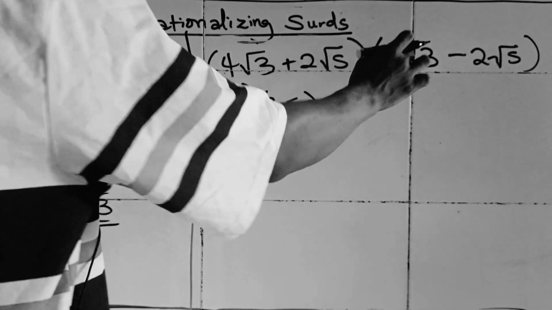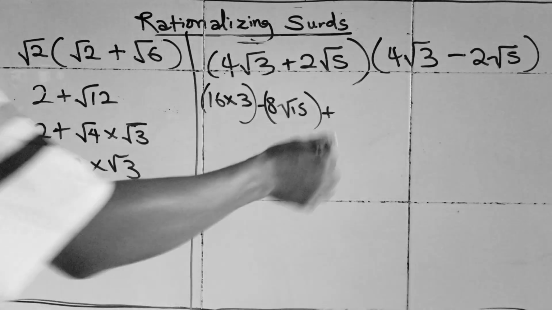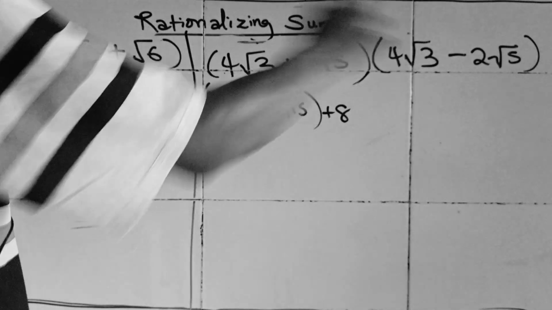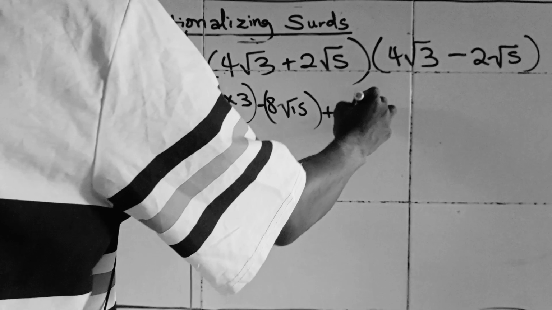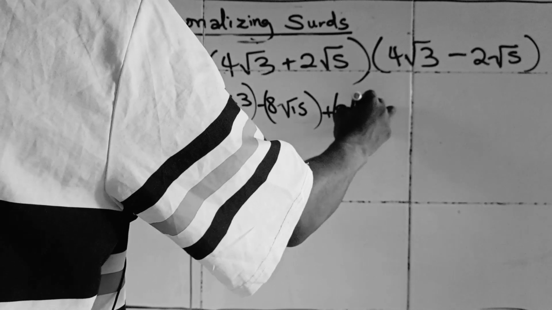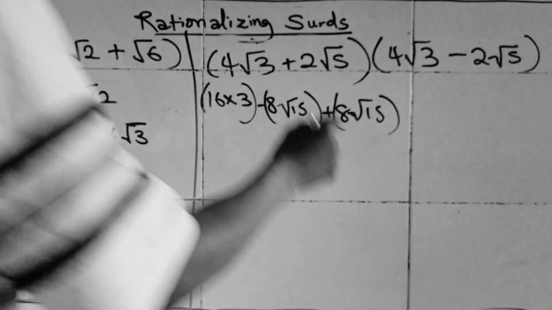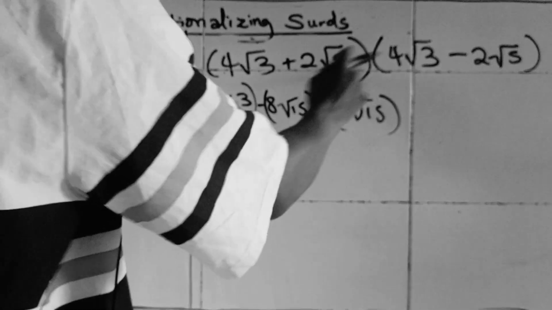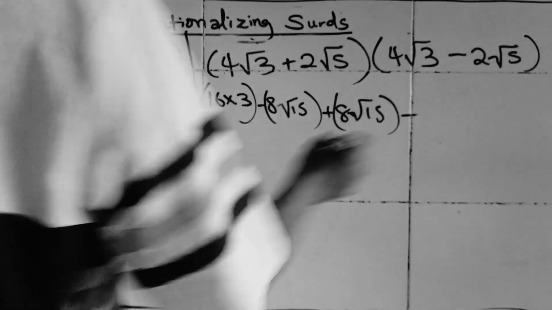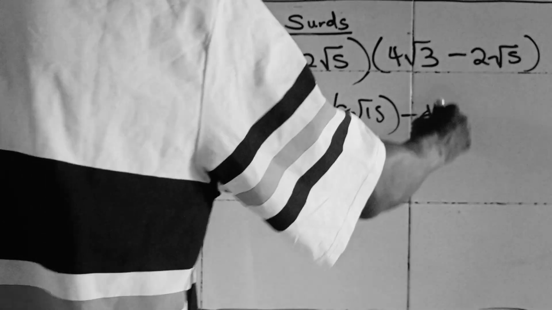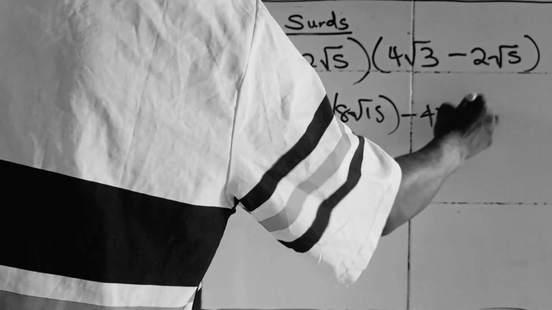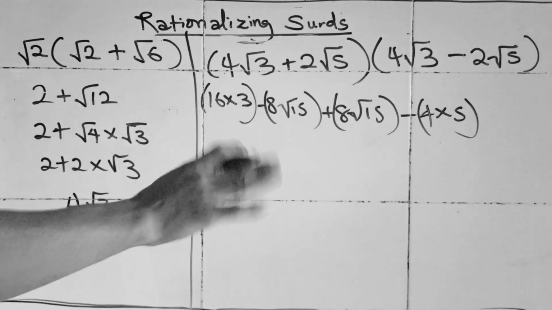2 root 5 times 4 root 3. 2 times 4 is what? 8. 5 times 3 is what? Root 15. Close bracket. Now, 2 root 5 times minus 2 root 5. That will give us minus 2 times 2 is 4. Root 5 times root 5 is 5. You see it? I put them in brackets so that you don't get confused.